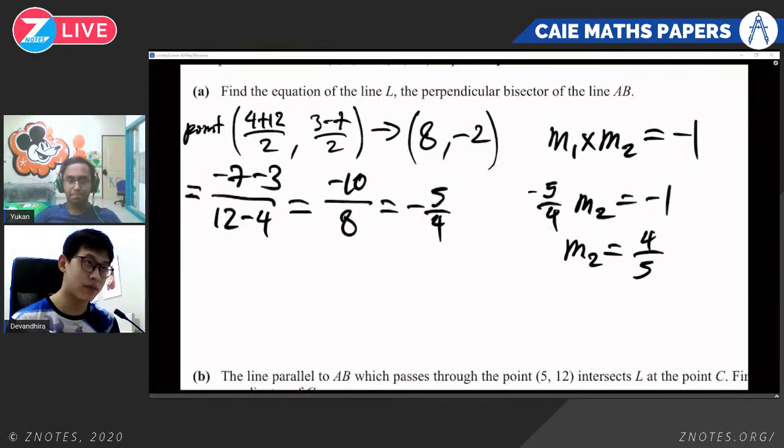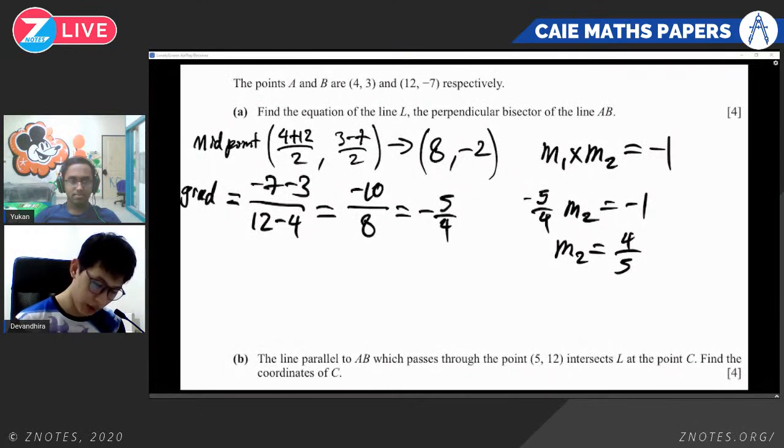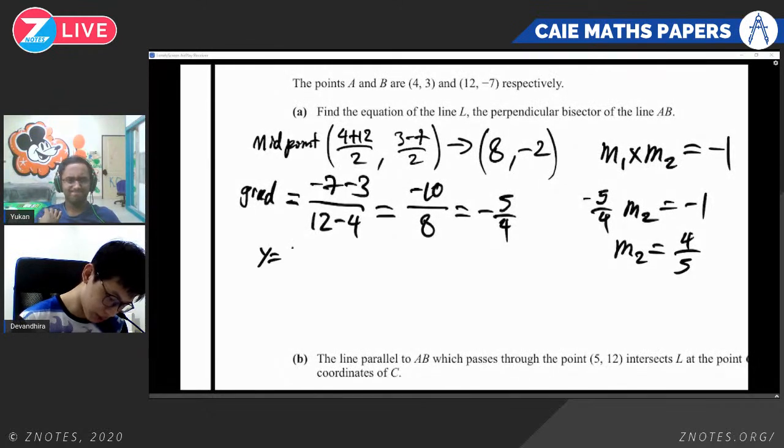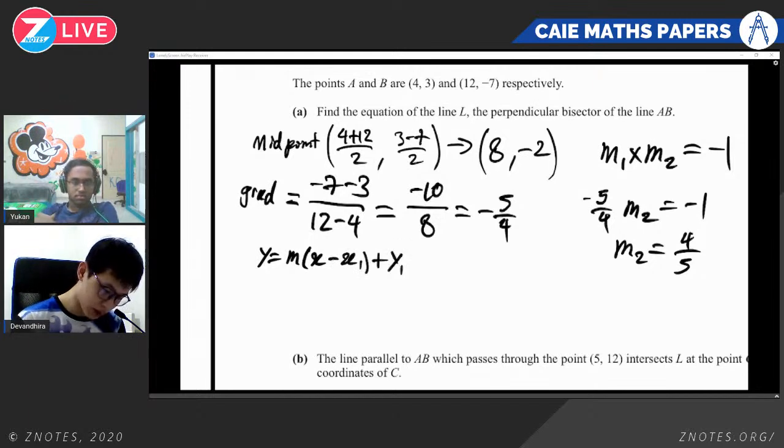Correct? Yep. So we have the gradient, we have the midpoint. Now we just have to find the equation of the line, right? So let's do that. We'll use the formula y is equal to m for the gradient, times x minus x1, plus y1. What's x1 and y1? That is the point it intersects. We know it intersects the midpoint, so we can just use that. Exactly. So let's write that down.